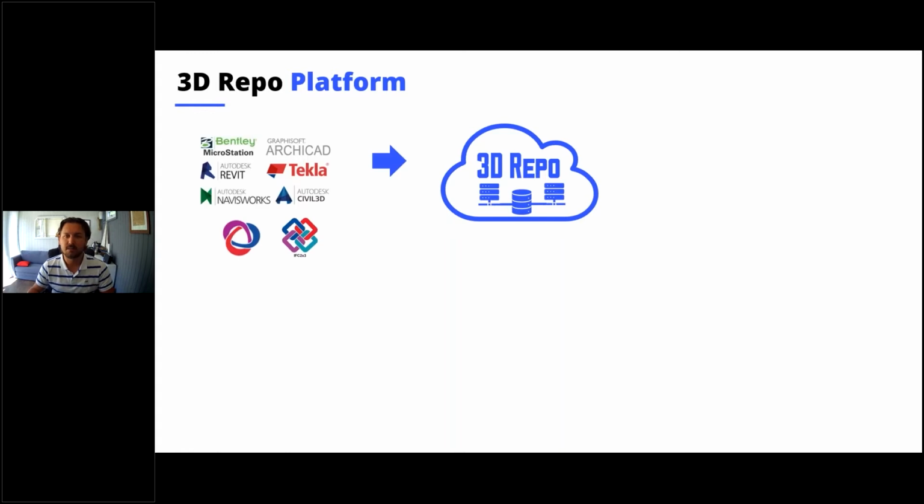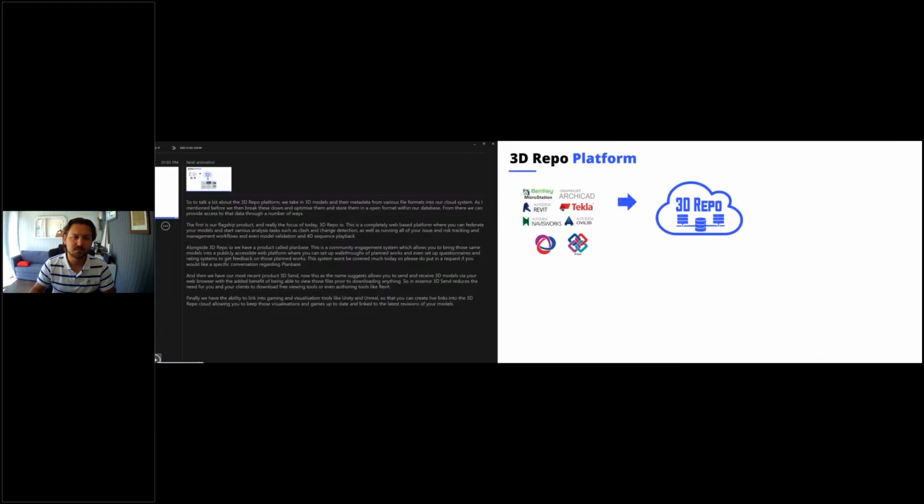Okay, so to talk a bit about the 3D Repo platform as a whole, we take in 3D models and their metadata from various file formats into our cloud system. As I mentioned before, we then break these down and optimize them so that we can then store them in that open format within our database. From there, we can provide access to that data through a various number of ways.